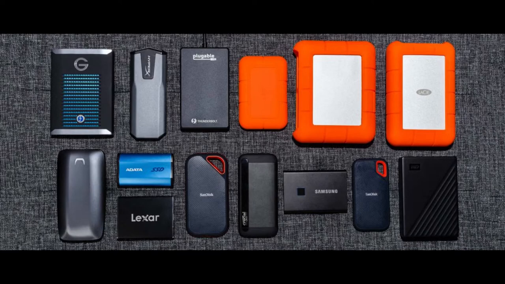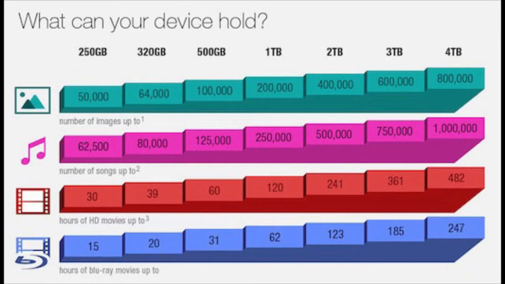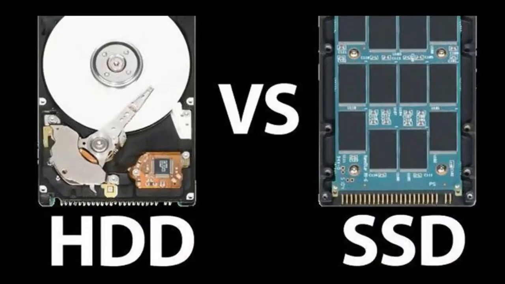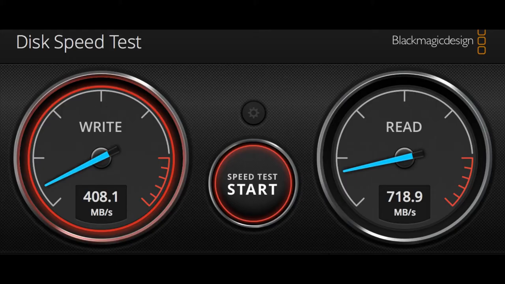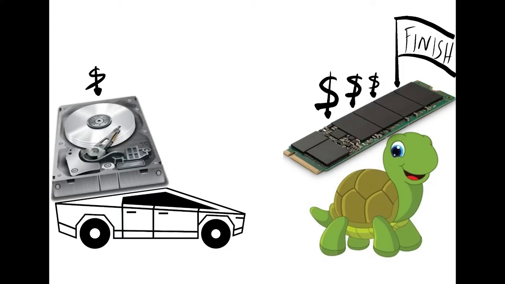But with tons of options available, where do you start? Primary requirement is storage capacity. Higher the better. Whether you should go for hard disk drive or solid state drive. Solid state drives are faster than hard disk. The transfer speed is high, but it's very expensive.